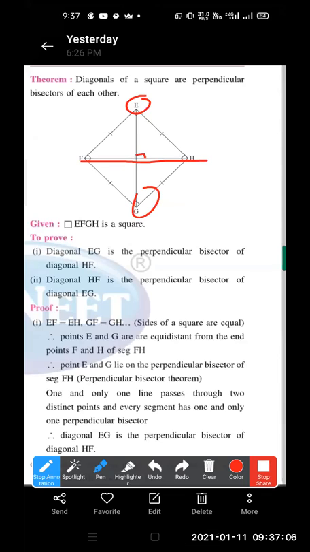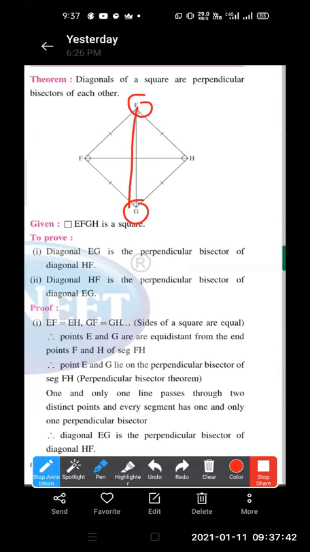According to the perpendicular bisector theorem we have learned earlier, what is that property, children? Only one line passes through two distinct points. Suppose these are the points E and G. If we join these points, we get only one line, and every segment has only one perpendicular bisector.